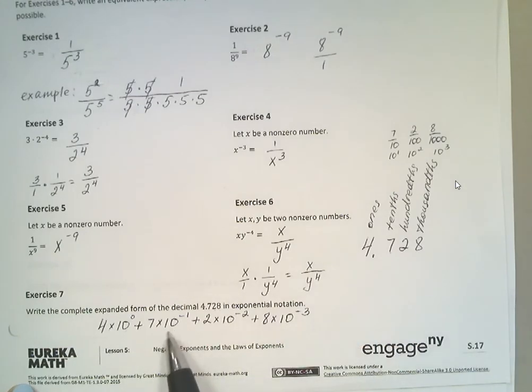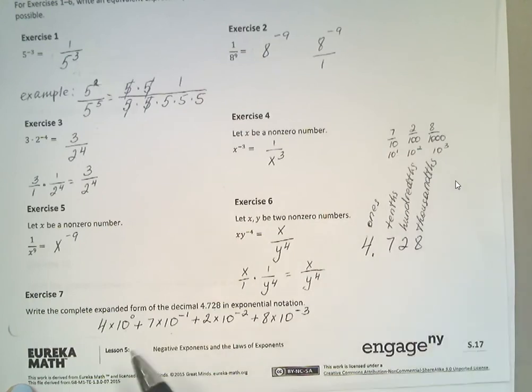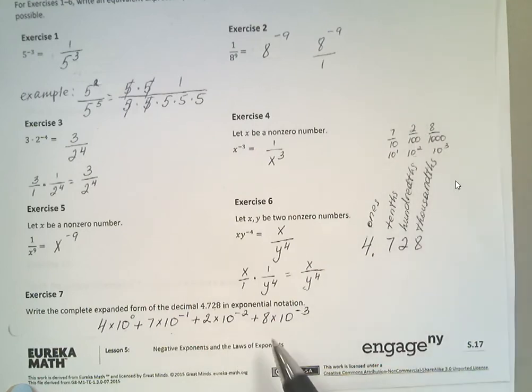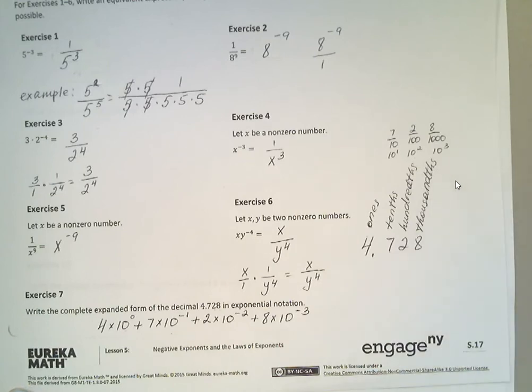Again, notice these are not negative numbers. These are fractions. 7 tenths is 7 over 10 to the first, which is 7 times 10 to the negative first. 2 times 10 to the negative second is the same as 2 over 10 to the second. And 8 times 10 to the negative third is the same as 8 over 10 to the third. Okay, so that's how you write a number in exponential notation. This is not a negative number, this is a positive number, including decimals or fractions.